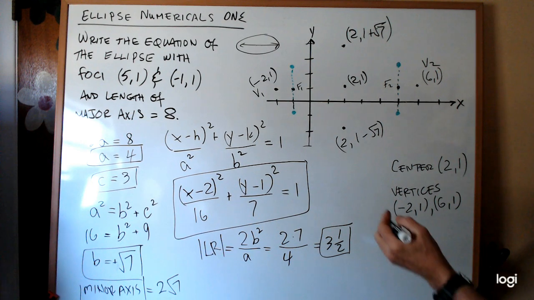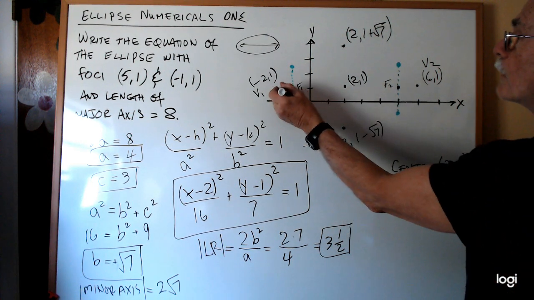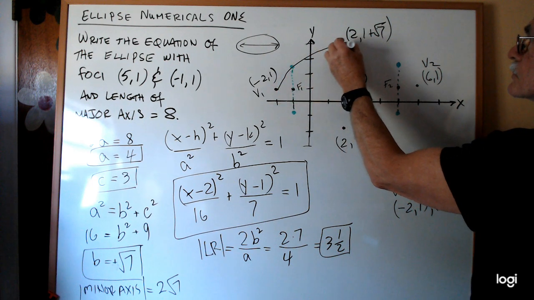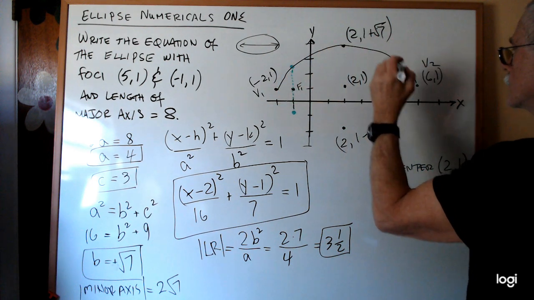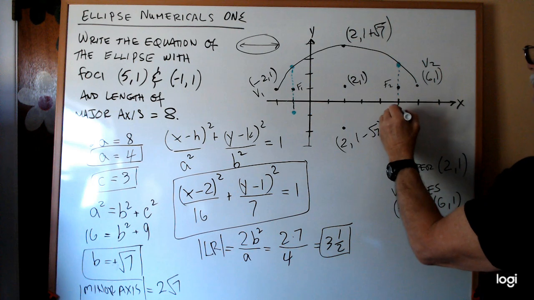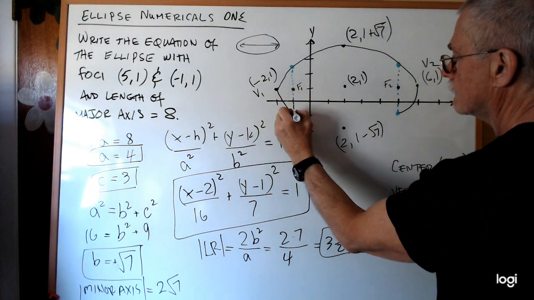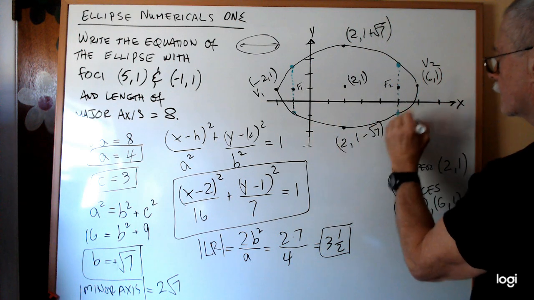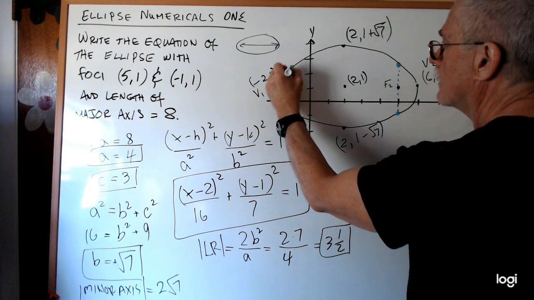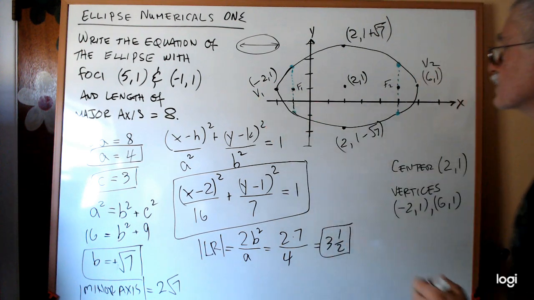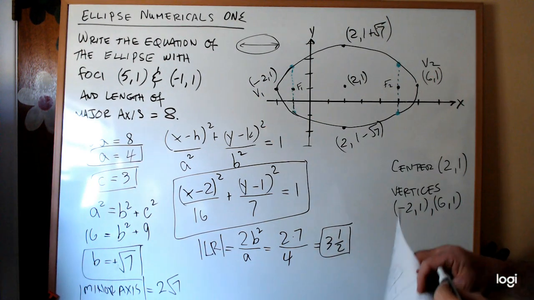And now I think the idea is to make a sketch. This is the worst part for me because I'm off balance. So it's going to look something like this. Okay, so this is basically what the ellipse looks like.